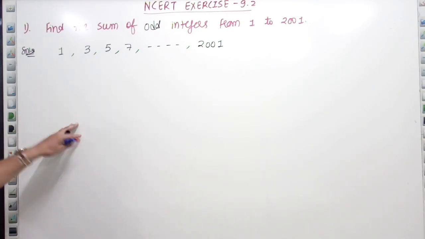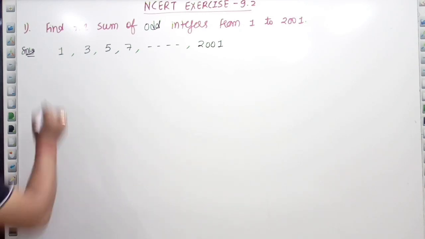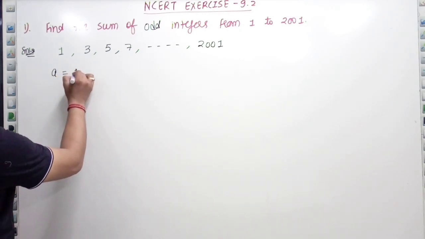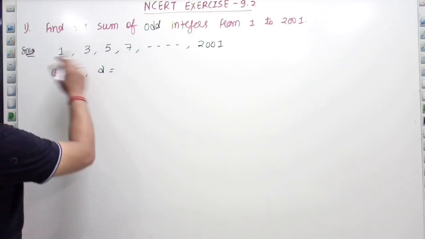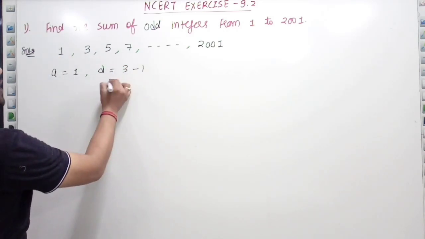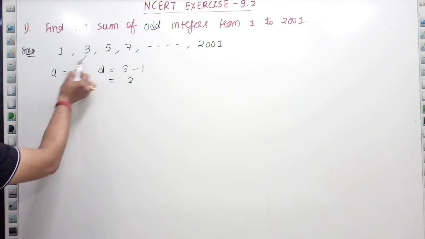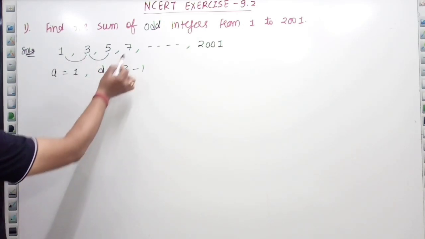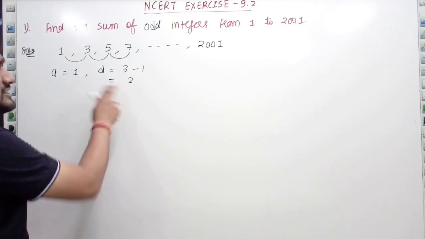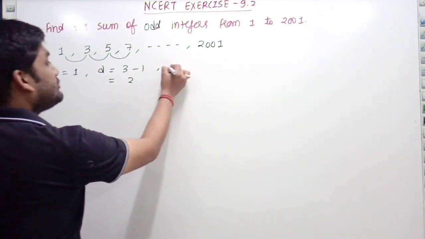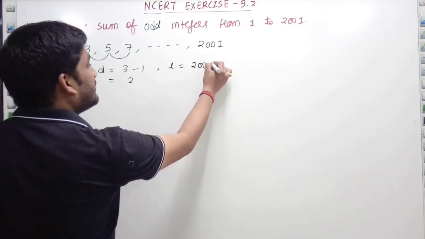Now you see here, the first term is 1, and it is an AP. Common difference is what? 3 minus 1, 2. Now how is it an AP? Because 3 minus 1 is 2, 5 minus 3 is 2, 7 minus 5 is 2. Difference between any two consecutive terms is the same. Now here a is 1, d is 2. The last term you know, that is 2001.